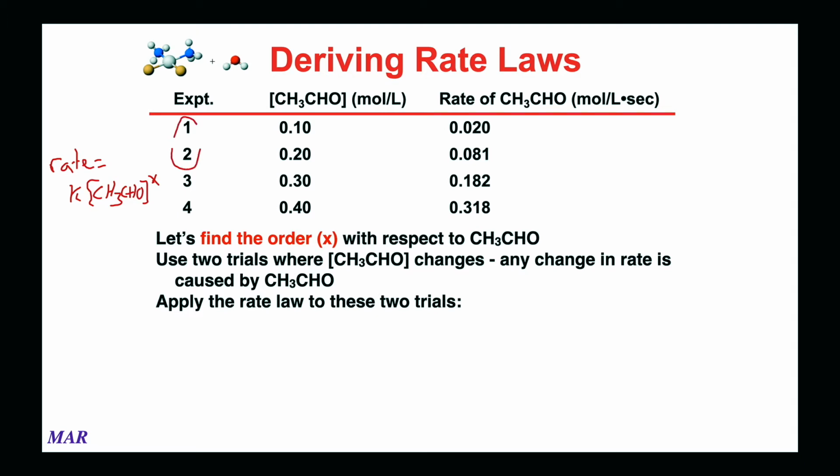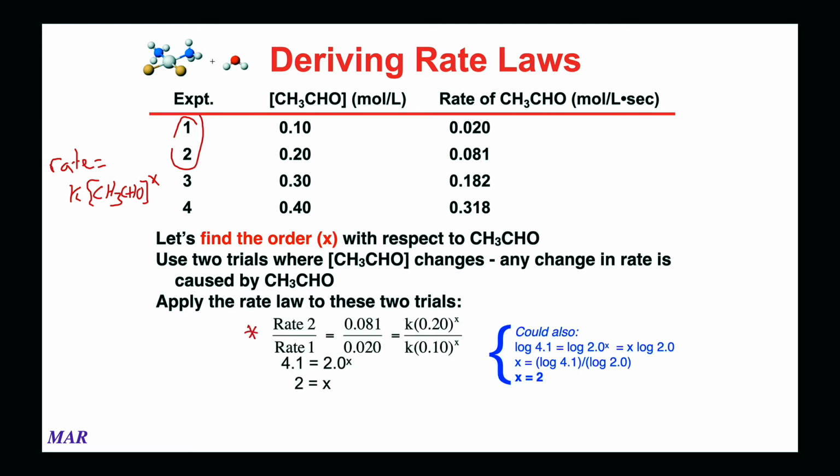So let's compare number 2 and number 1, because we're doubling the ethanal, and we're going to look at the change in the concentration relative to the change of the reaction rate. If you look here at this part, rate equals K times ethanal to the x. So for trial number 2, the rate is the 0.081. That equals K times the concentration of ethanal in number 2, which was 0.20 to the x. We're going to divide that by rate 1. So rate 1 was 0.020 on the bottom, and that equals on the bottom K times the ethanal, 0.10 to the x.